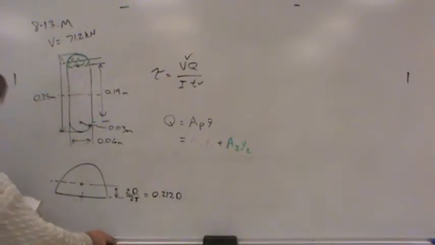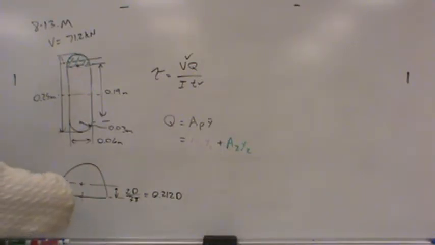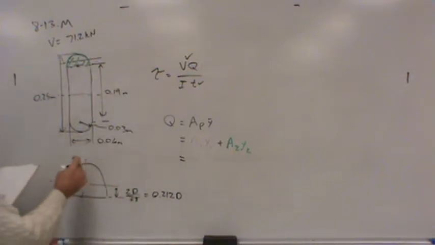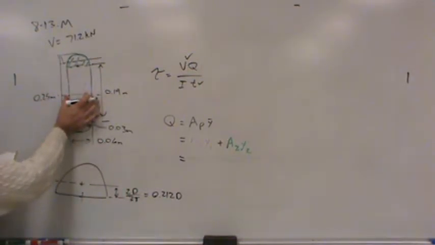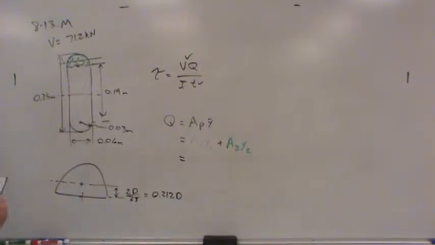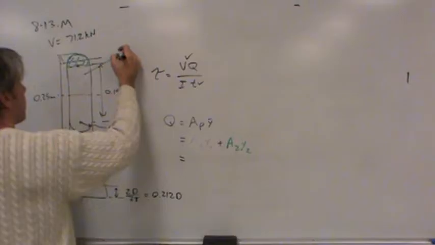In fact, I'm not going to use the red pen because it's running out of ink. But let's go ahead and get A1. What would A1 be? Well, it'd be 0.6 multiplied by half of 0.19. So throw that into your calculator, please, and let me know what A1 is.